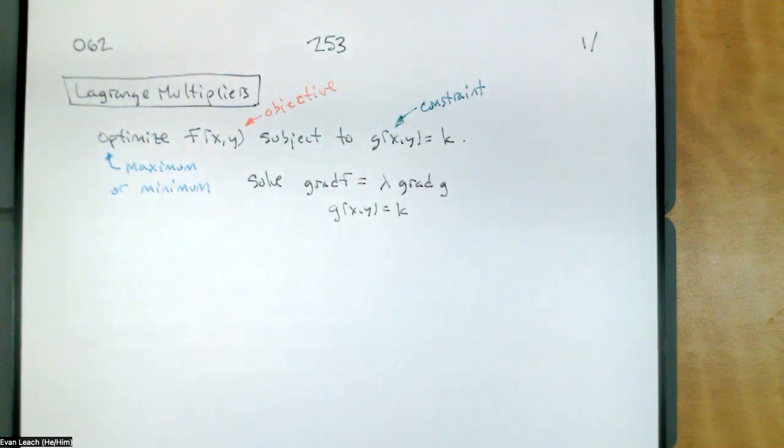So with a function of two variables, f of x, y and g of x, y, the gradient of f equals lambda times the gradient of g is going to be two equations with x and y. And then we have a third variable. We've got that lambda as a third variable. And so we need the third equation, and there it is, the constraint, g of x, y is equal to k. So this is going to produce a system of three equations in three unknowns.